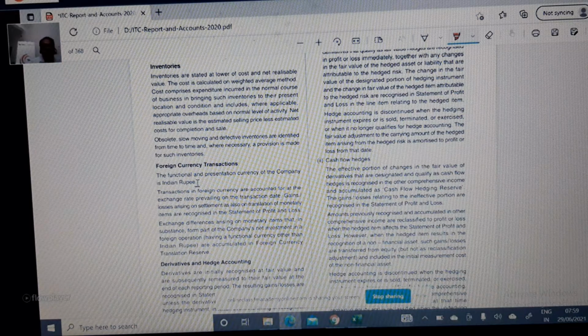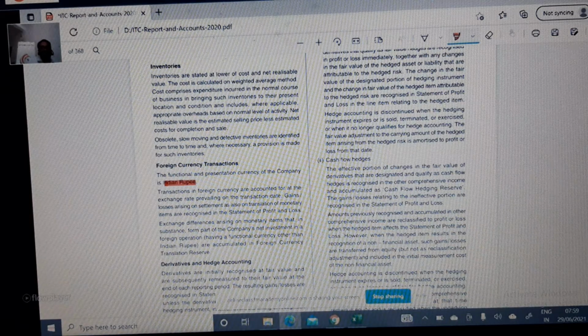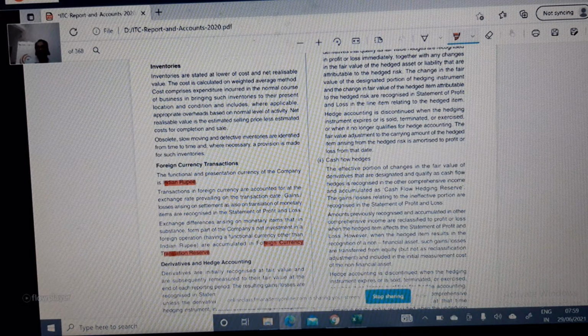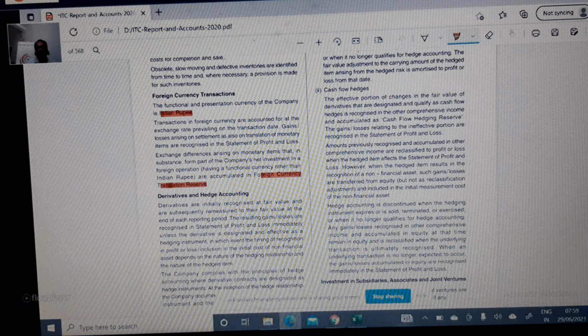The functional currency and presentation currency of the company is Indian rupee. The exchange rate differences arising on monetary items that in substance form part of the company's net investment in a foreign operation having a functional currency other than Indian rupee are accumulated in the foreign currency translation reserve. Derivative and hedge accounting, cash flow hedging.